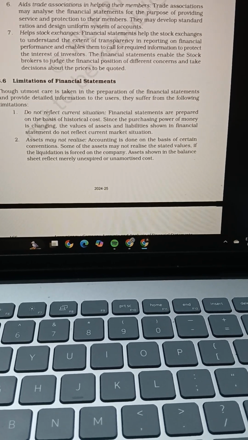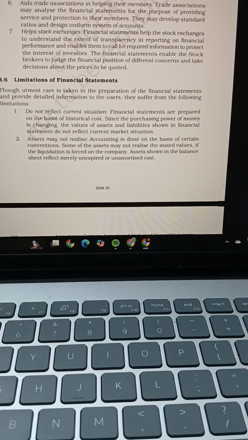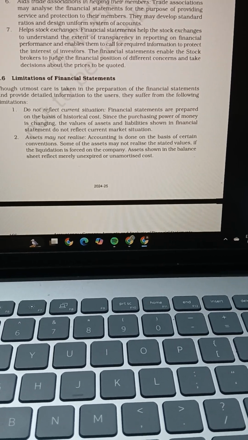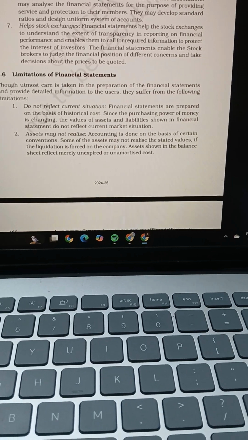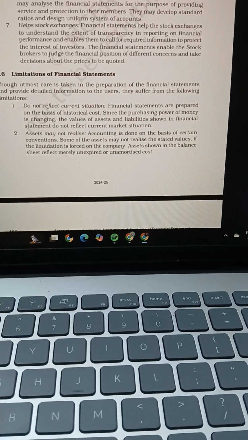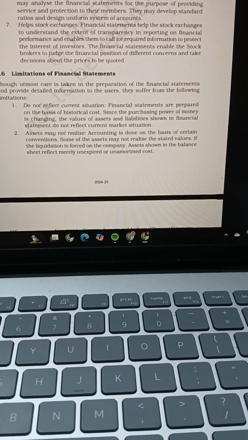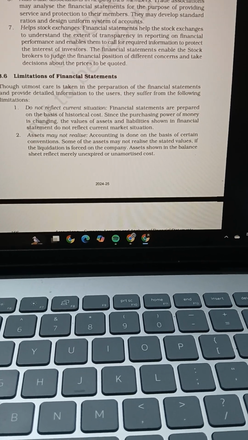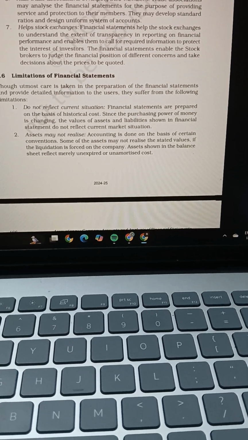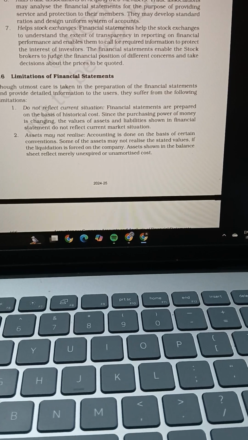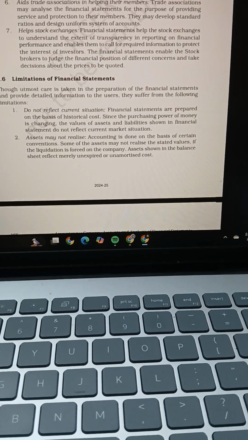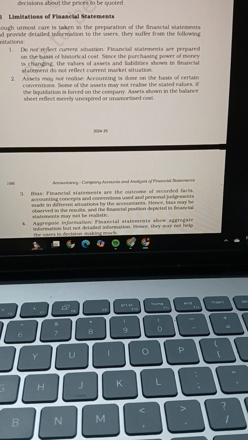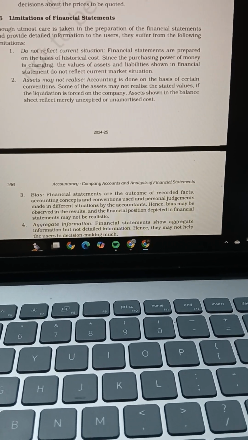Financial statements help the stock exchanges to understand the extent of the transparency in reporting on financial performance and enable them to call for required information to protect the interests of the investors. The financial statements enable the stock brokers to judge the financial position of different concerns and take decisions about the prices to be quoted. Then there are certain limitations of financial statements.